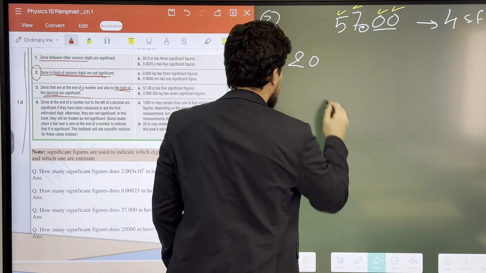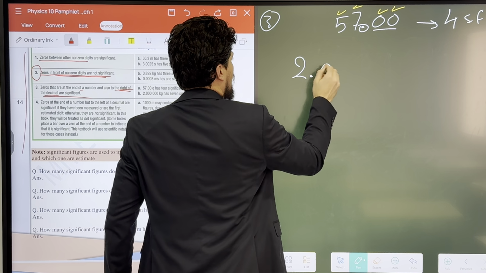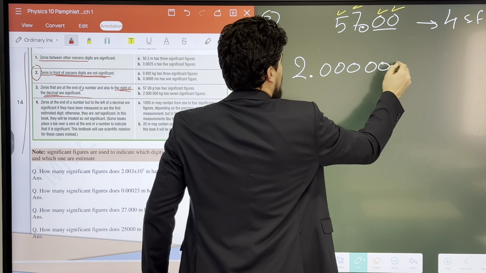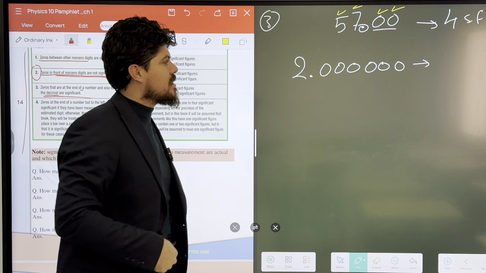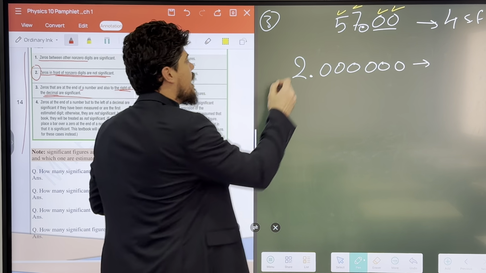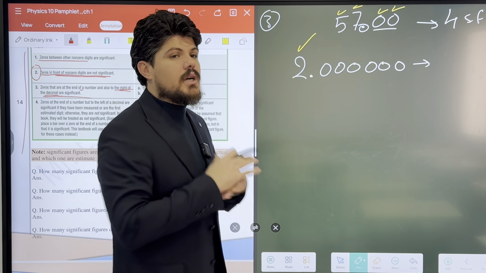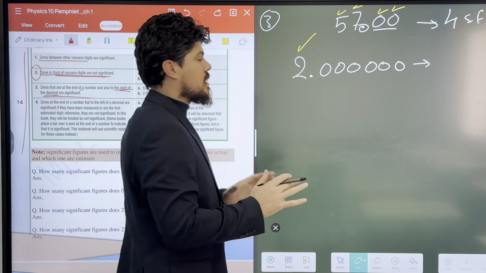Another example, like 2.000000. Guys, look at this number. How many significant figures do we have? How many non-zero digits do we have? One. This number is significant, okay? Without any rule, because all non-zero digits are significant.